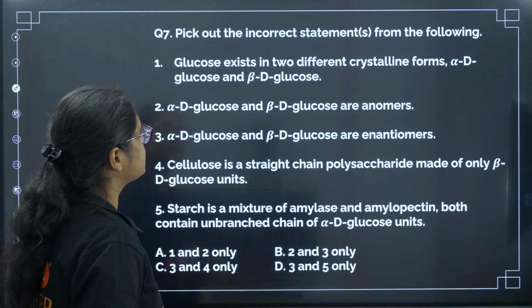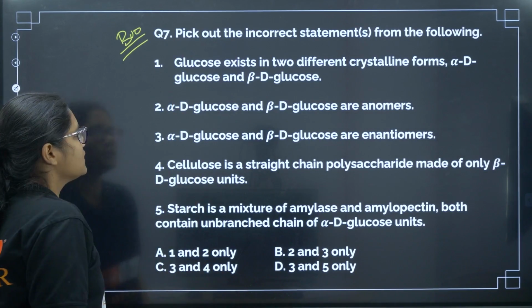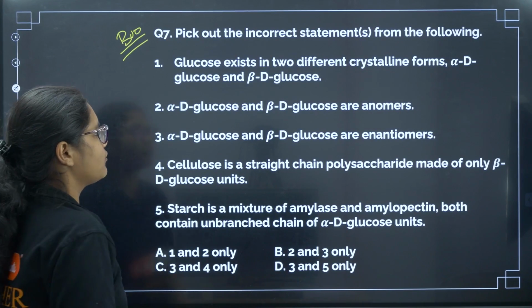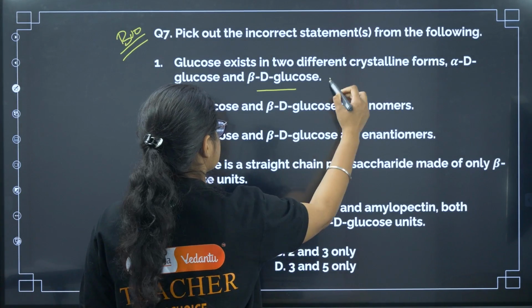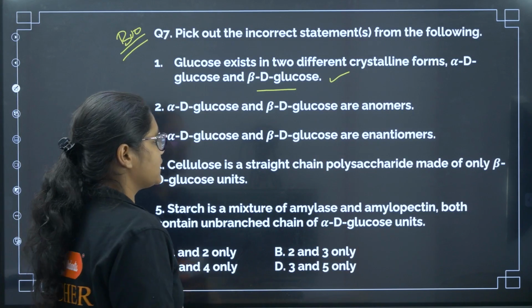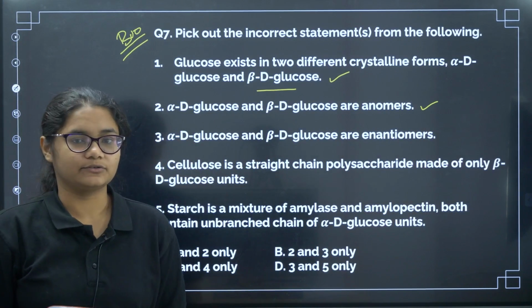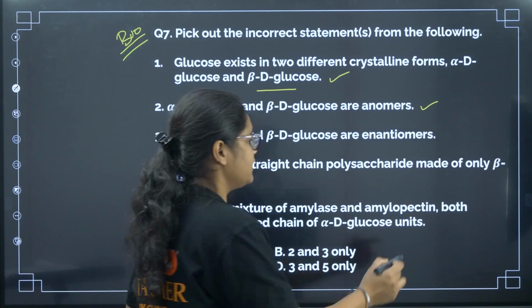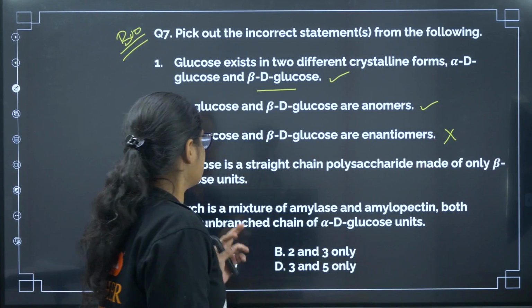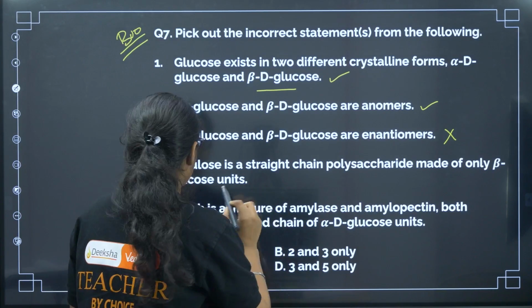Pick out the incorrect statement from the following. Again the question is from biomolecules. Glucose exists in two different forms, that is alpha and beta. Yes, this is a correct statement. Alpha D and beta D glucose are anomers. Yes, this is also correct. Alpha D and beta D are enantiomers. No, they are not mirror images of each other, so this is incorrect. Next, cellulose is a straight chain polysaccharide made up of only beta D glucose units.